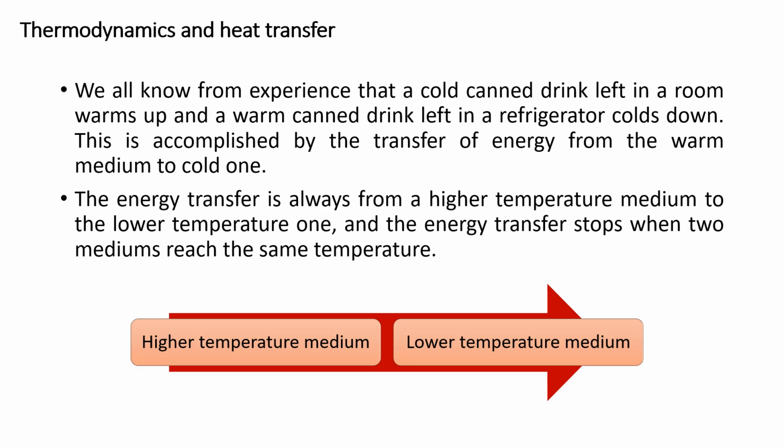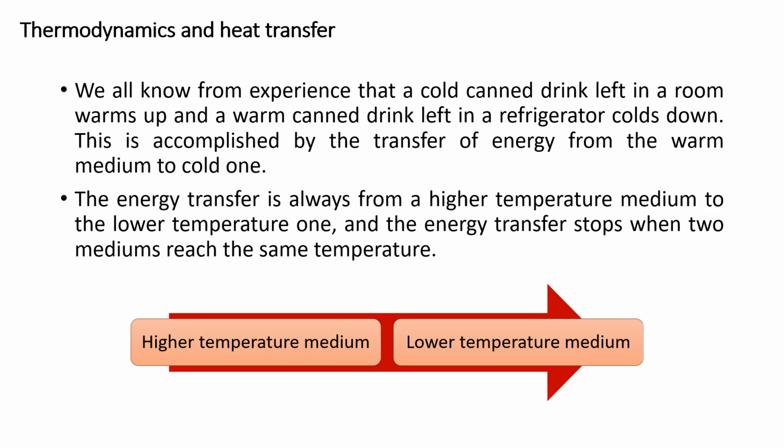Let me start this concept with an example, our day-to-day example. It's our common observation that a cold canned drink left in a room, if you keep it on a table, warms up over a period of time, and a warm canned drink, if it is kept in a refrigerator, cools down over a period of time.